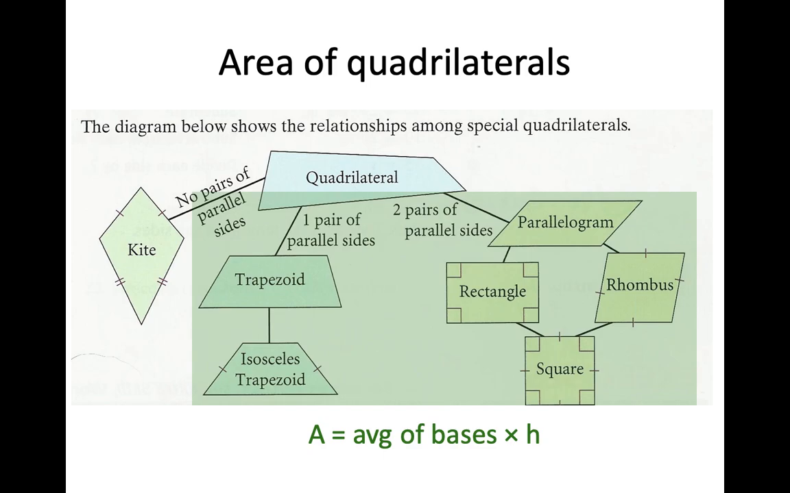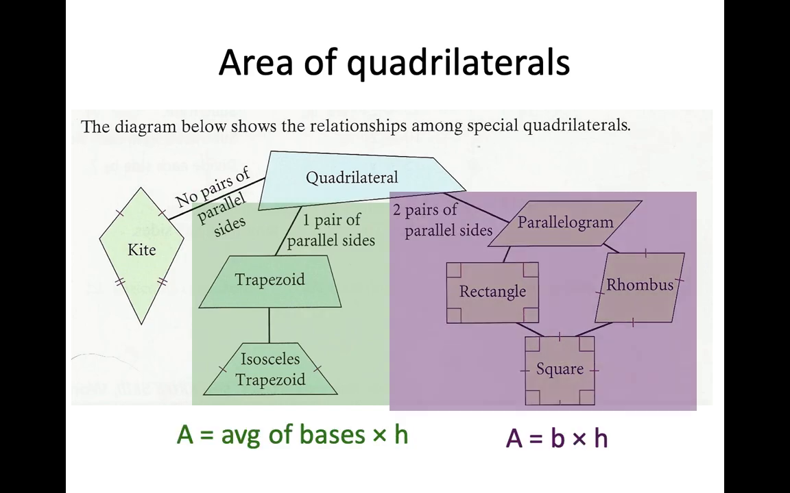Alright, so far we have talked about trapezoids and parallelograms. We've said that the easiest way to do it is the average of the bases times the height for the trapezoid and the base times the height for the parallelogram. The final piece we want to talk about is kites. And for kites, the formula is the area equals 1/2 the product of the diagonals. So 1/2 diagonal 1 times diagonal 2.